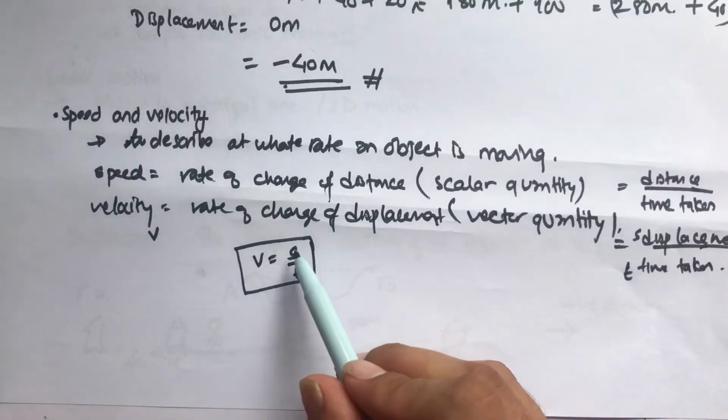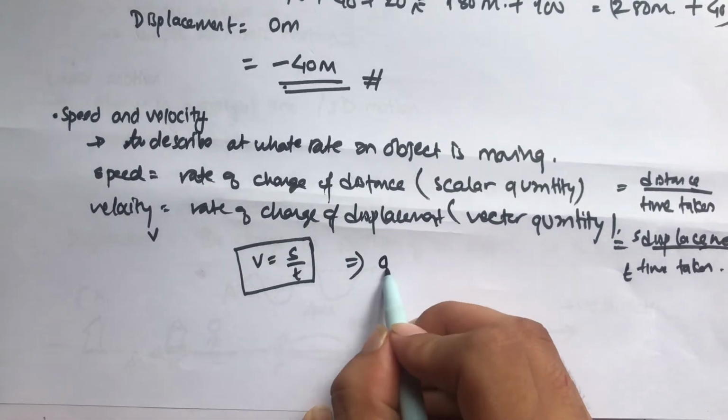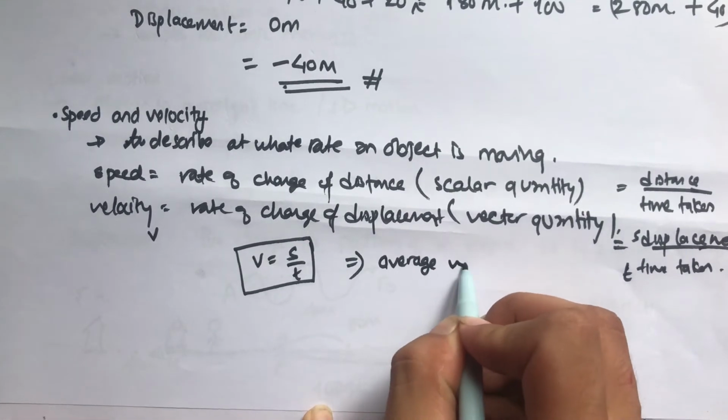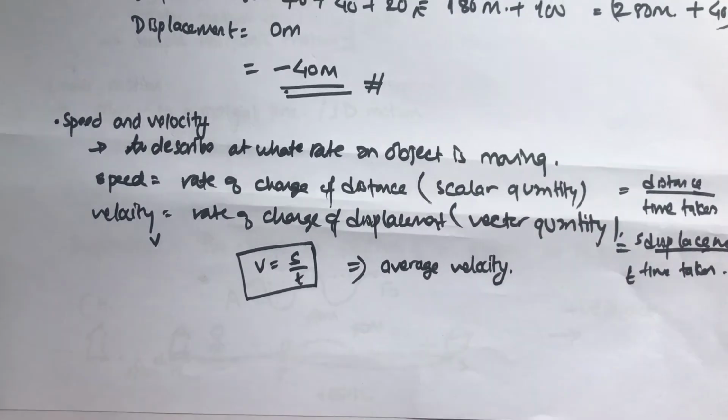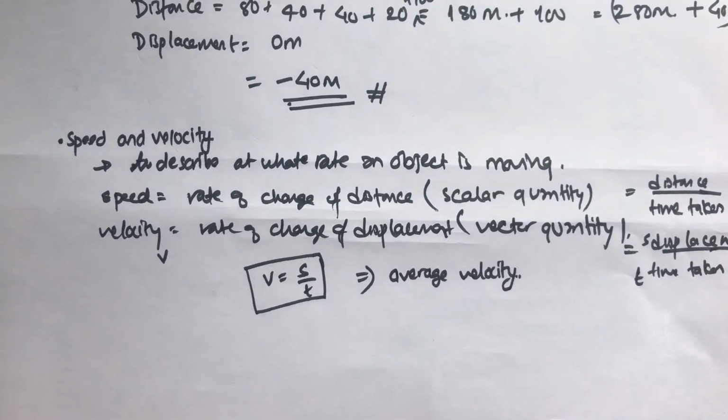So whenever we use this formula, what we're actually talking about is the average velocity. So average velocity is like an average velocity for the duration of displacement. So this value just gives at what rate on average the displacement of an object was changing. So let's clarify this point a little bit more clearly.